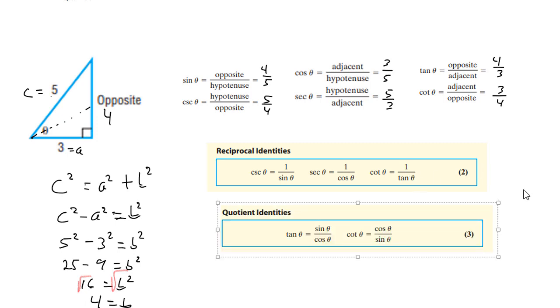Another fundamental identity is the quotient identities. Tangent of theta is equal to sine of theta divided by cosine of theta, and cotangent of theta is equal to cosine of theta divided by sine of theta.